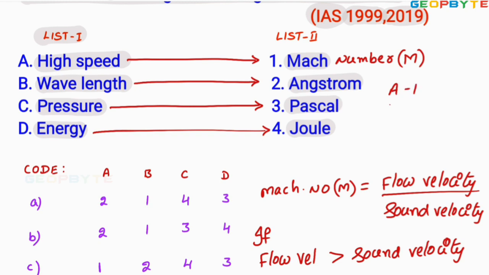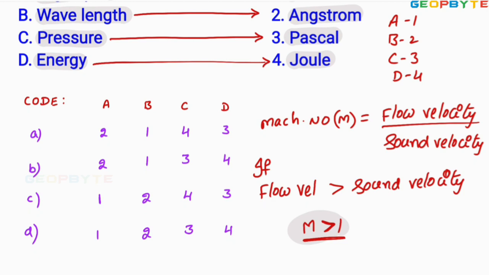Wavelength is connected to angstrom, B2 correct. Pressure unit is Pascal, C3 correct. And energy unit is Joule, D4 correct. A1, B2, C3, D4. Look at the options. Look at the last option, option D, A1, B2, C3, D4. Therefore option D is absolutely correct. I hope you got my point. Let us take the next problem.